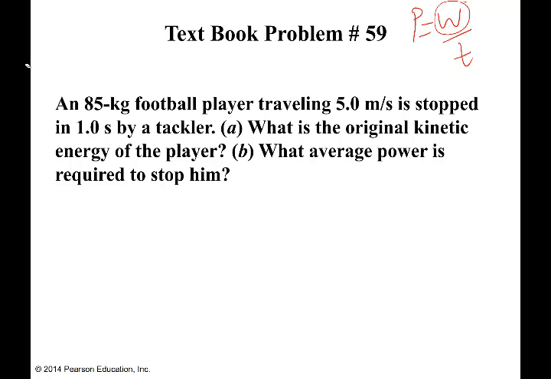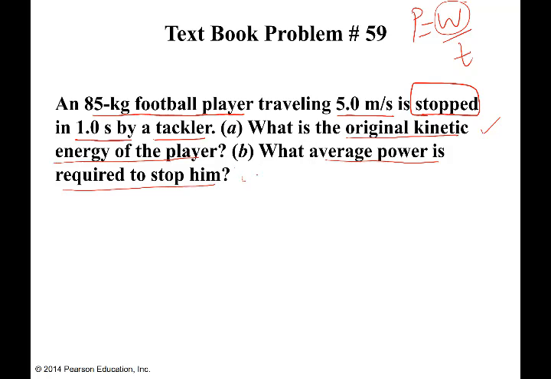So now we have this again, a textbook problem which says an 85 kg football player traveling at 5 meters per second is stopped. Do not ignore these words because it tells you something. Is stopped means its final velocity must be 0 in 1.0 seconds by a tackler. So there are two parts to it. What is the original kinetic energy of the player, and what average power is required to stop him? So basically you're finding out the work done in part 1, and then you're going to find out what is the power. So let's divide it in 2 parts so that we don't run out of space again.